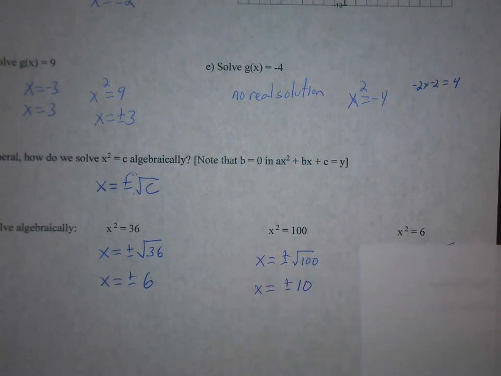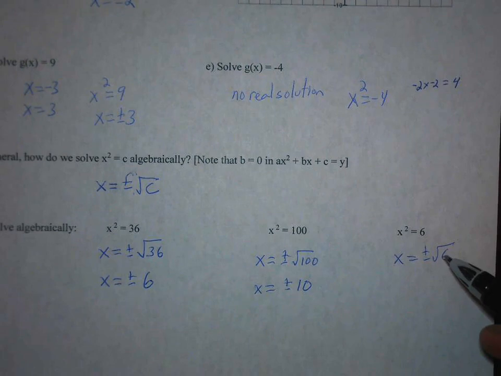Same idea for x squared equals 100, so take a minute and do that. And then the last one, with x squared equals 6, notice on that one, when you try to do the square root of 6, you don't get a nice answer. So I'm going to show you something just real quick on the calculator. Believe it or not, the square root of 6 is the exact answer.